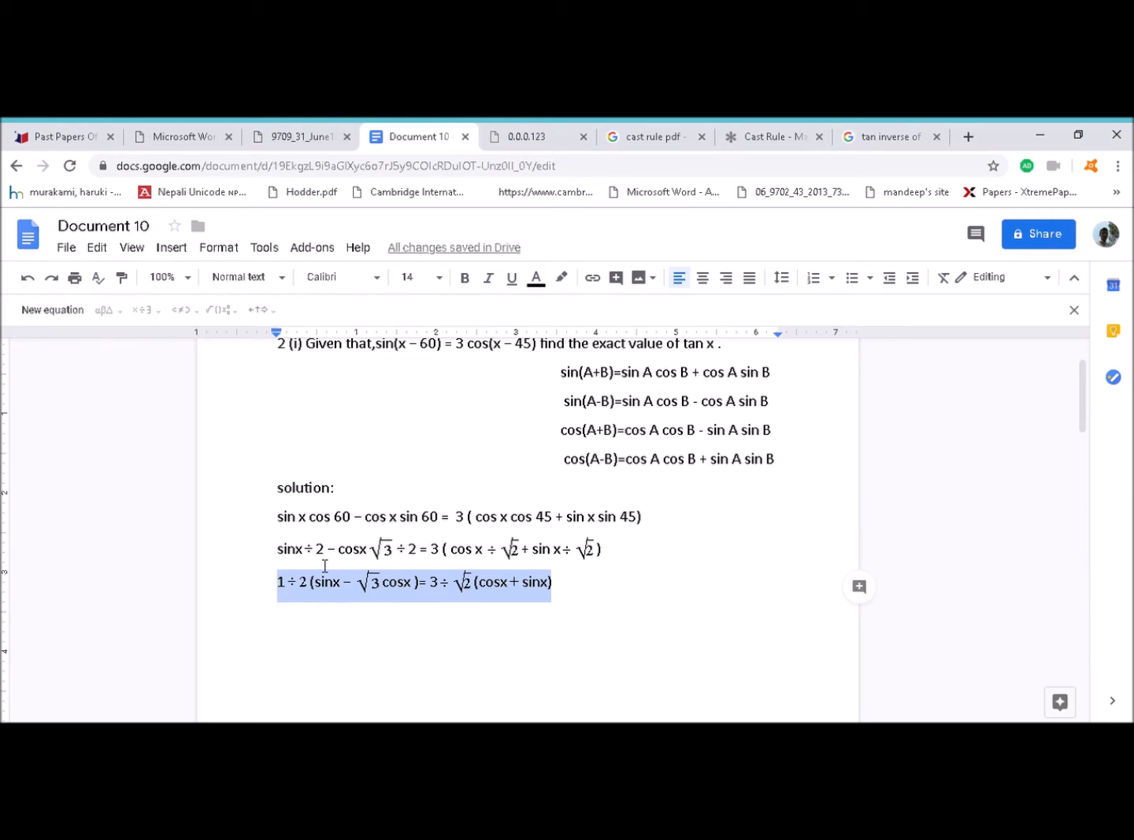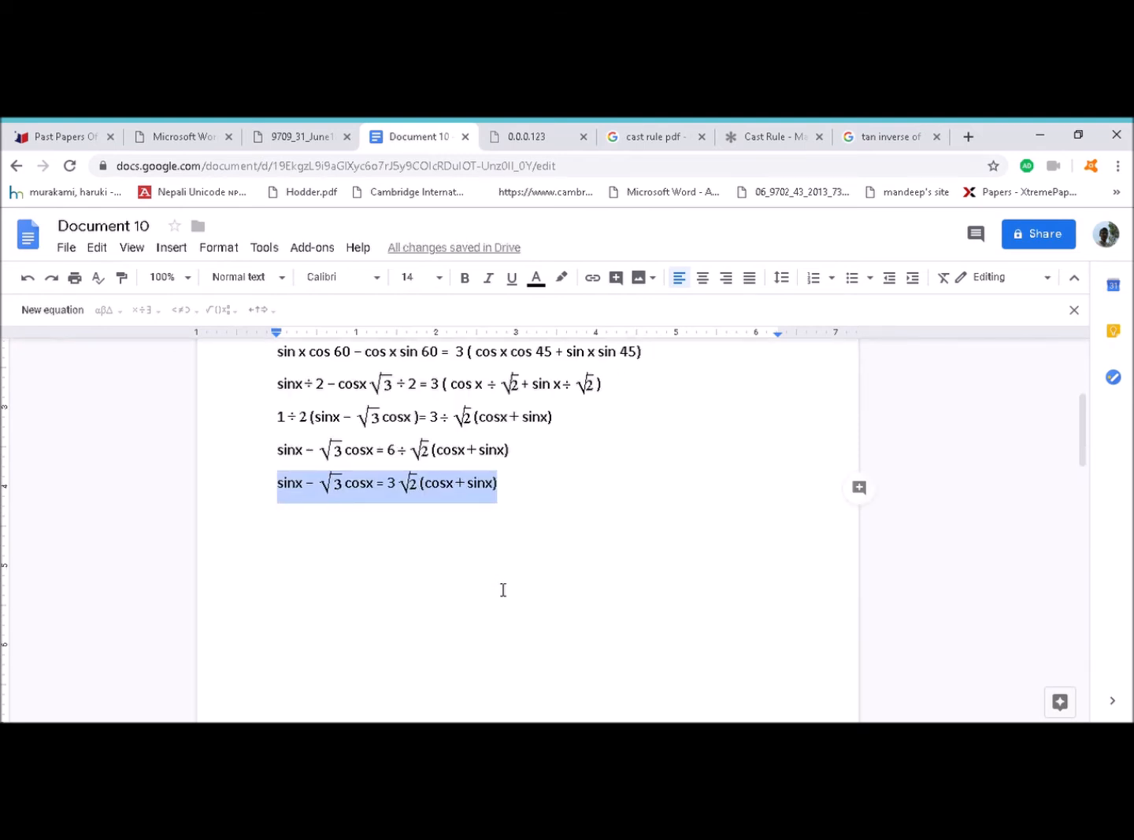We take 1 over root 2 common in the left hand side, so it will be 1 over root 2 times (root 3 cos x plus sin x). Now after this we will have sin x minus root 3 cos x equals 2 from the left hand side goes to the right hand side, and it will be 6 over root 2. So after this, 6 over root 2 is the same as writing 3 over root 2.